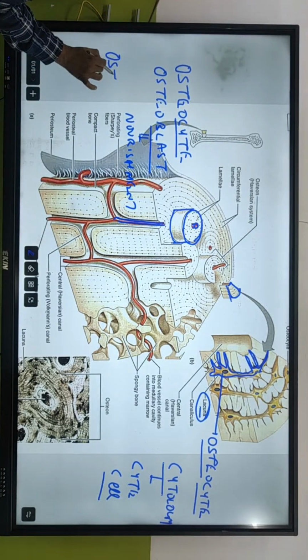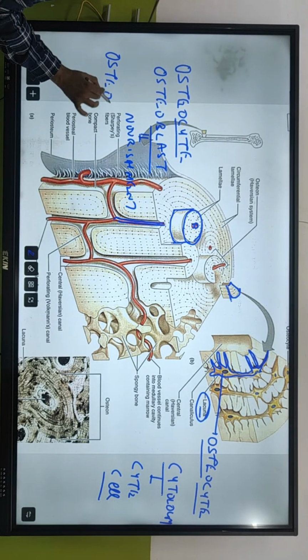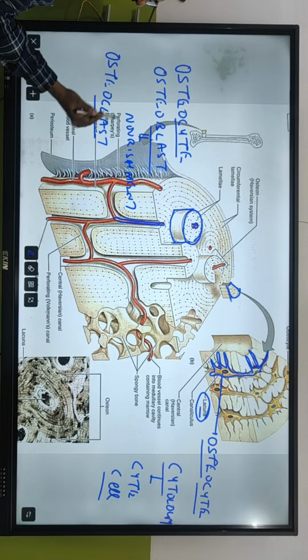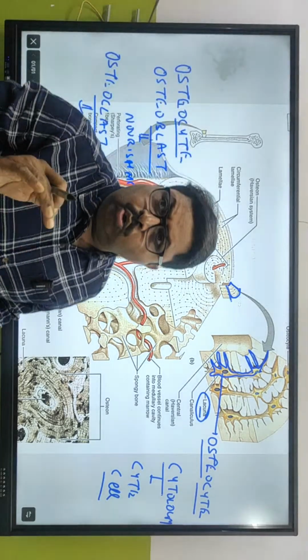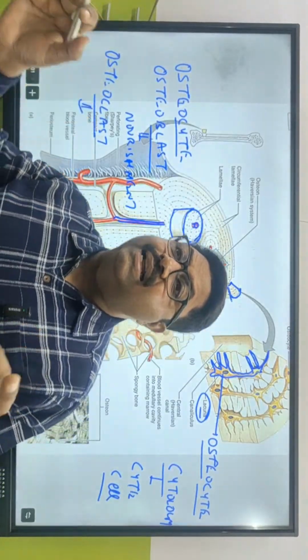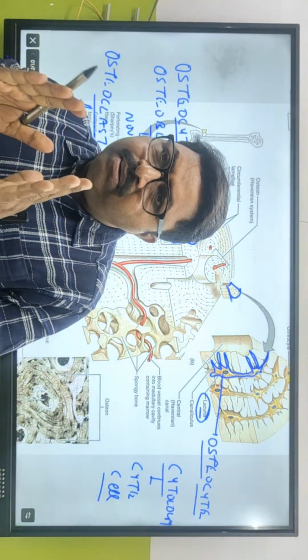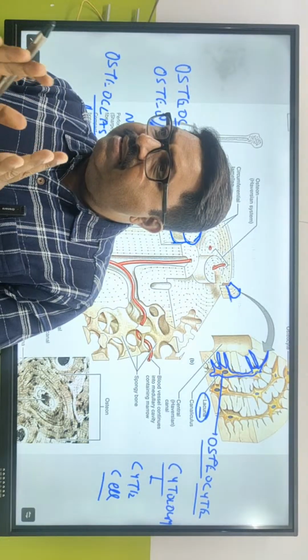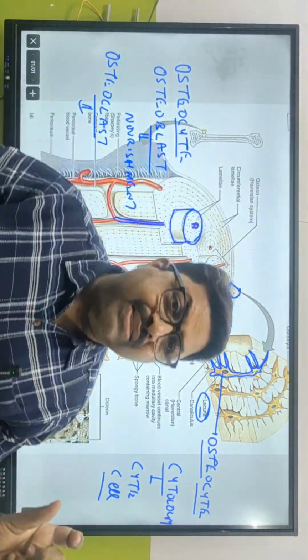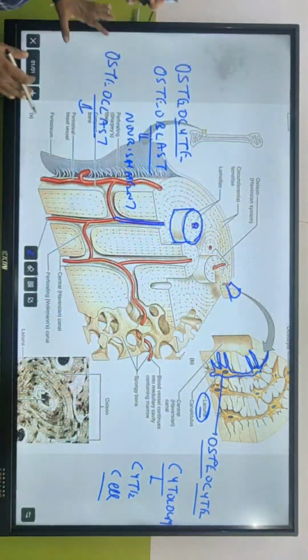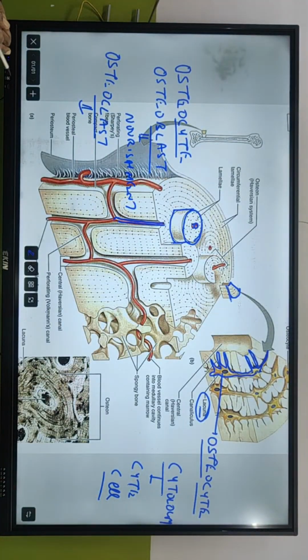Another one is called osteoclast. Now, what is the meaning of osteoclast? Clast means those cells which clean the dead cells. When the normal bone cells die, what happens? These osteoclast cells cleanse the dead cells. Any issues? Did you understand? Got the point? Great. Okay.